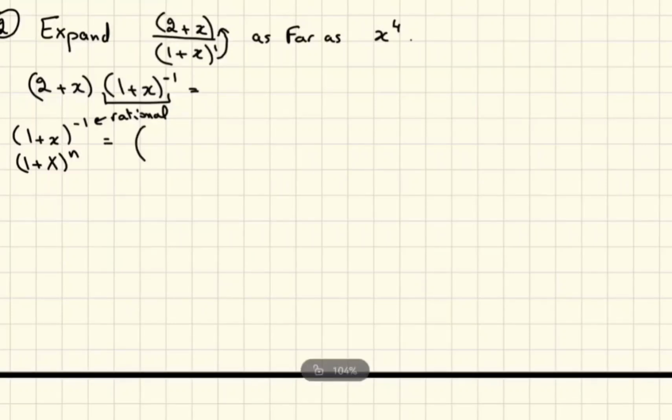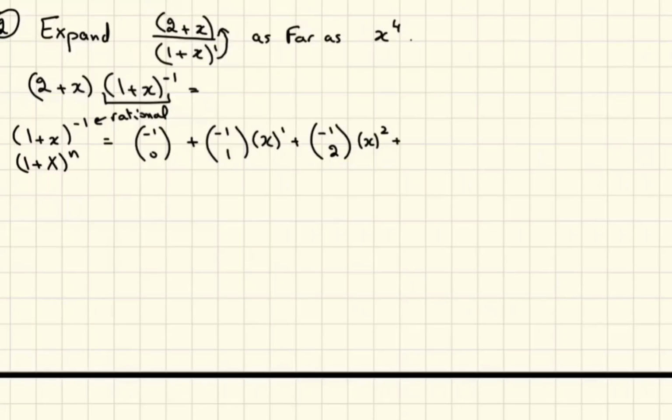So let's start expanding. Negative 1 C 0 is the first, no need to write anything next to it. The second term will be negative 1 C 1, and big X is the same as small x exponent 1. Then negative 1 C 2, small x exponent 2. Then negative 1 C 3, x exponent 3. I keep going till I reach the term with x exponent 4. So negative 1 C 4, x exponent 4. Now for sure we have more, but I just need to stop here.